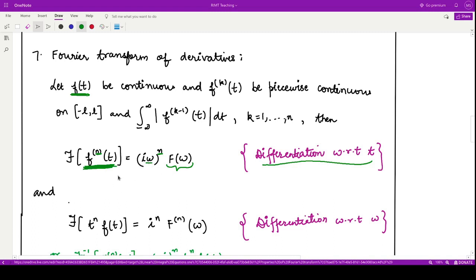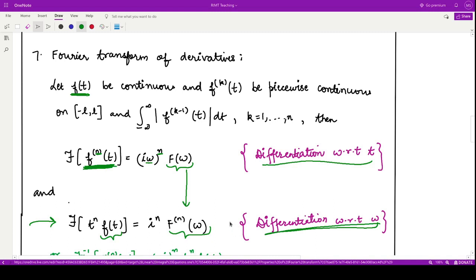In a similar sense, you can also write this property for differentiation with respect to omega. Whenever you differentiate this function n times with respect to omega, this quantity becomes equal to the Fourier transform of the function f of t multiplied by t to the power n. You could also see this property in the sense that whenever you multiply some function by t to the power n, you get the nth derivative of the given function capital F of omega, right?